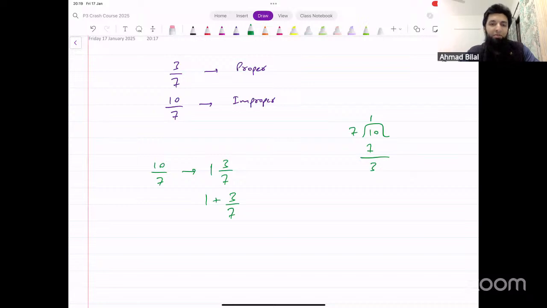Now that was for numbers. For numbers, this was the definition of proper and improper fractions. When the numerator is bigger, that's improper. When numerator is smaller, that's proper. Okay. Now, what about polynomials like this? When you have something in terms of x, how do you define proper fractions and how do you define improper fractions? Let's understand that.